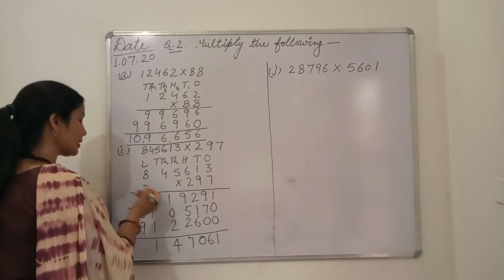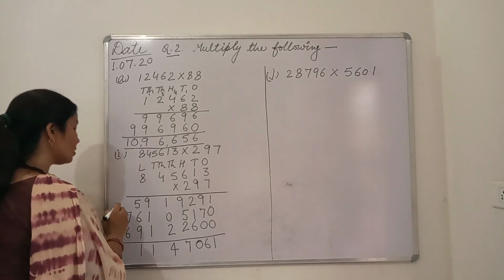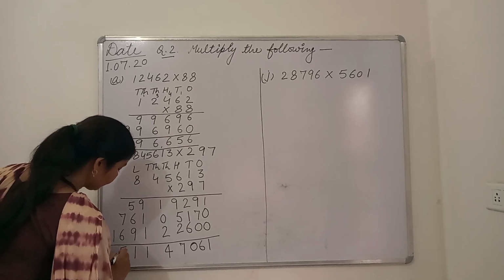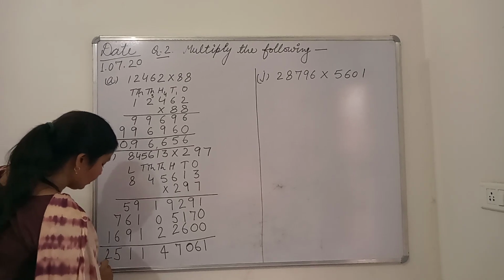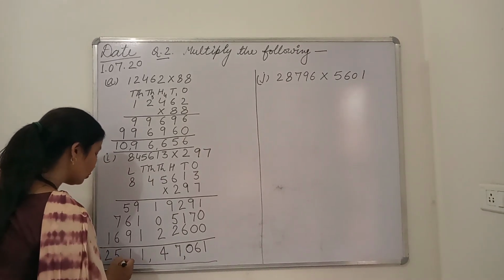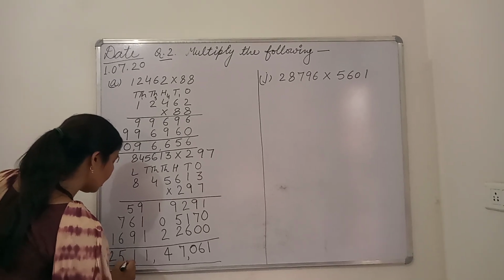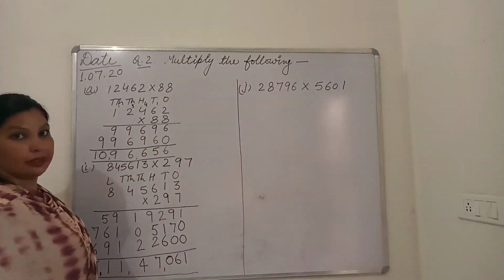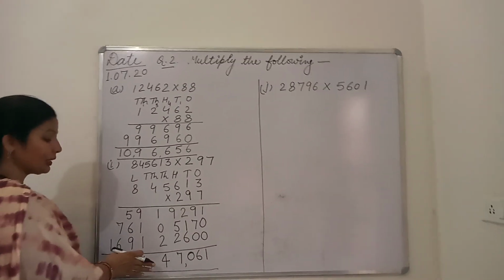1 carry. 5 plus 1, 6. 6 plus 6, 12. 12 plus 9, 21. 2 goes carry. 7 plus 2, 9. 9 plus 6, 15. 1 goes carry. 1 plus 1, 2. Now we can put commas also to separate the periods. So it's 25 crore 11 lakhs 47,061 is your answer. Okay, so like this, if we have a 3-digit number, we should multiply like this.